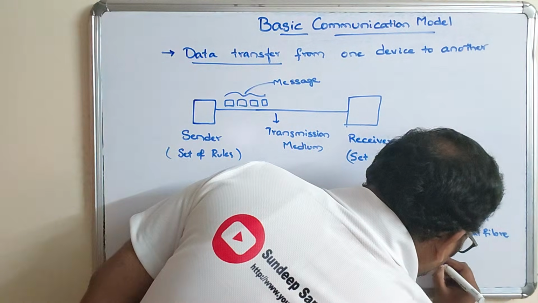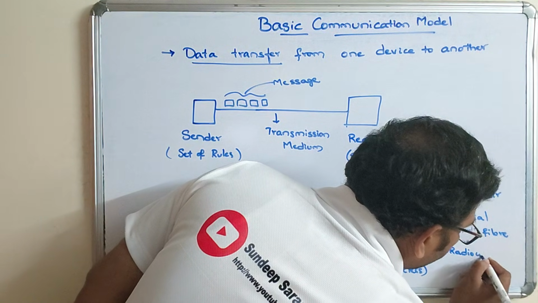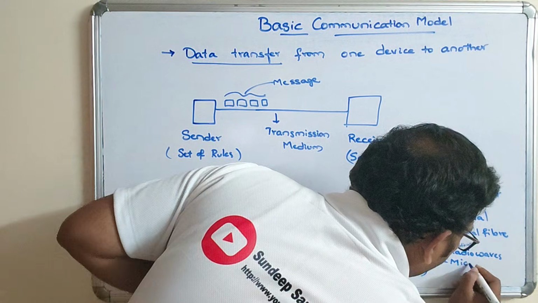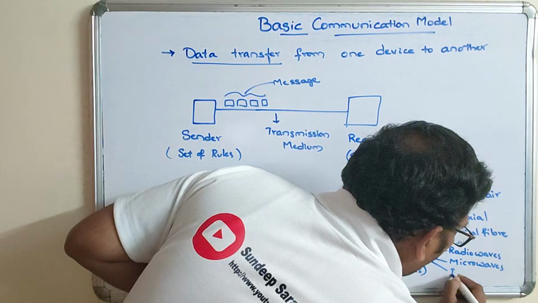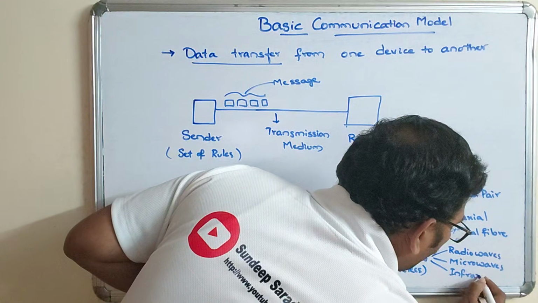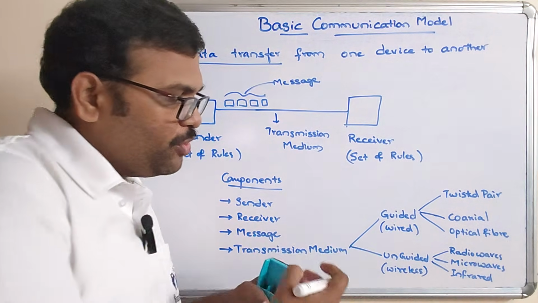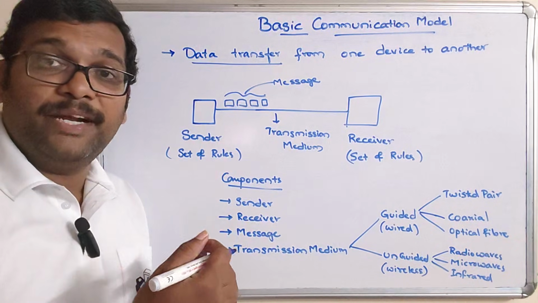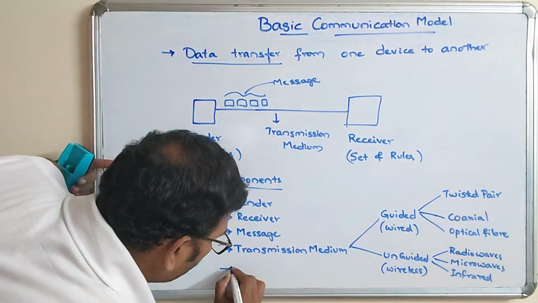By using any one among these wired cables, the data will be transferred. And coming to the unguided, this is wireless, which will be in the form of radio waves, microwaves, and infrared. Through one of these transmission media, the data will be transferred from sender to receiver.